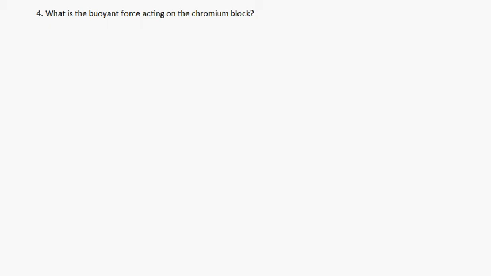Next we'll be covering problem 4, which asks about the buoyant force acting on the chromium block. A couple different ways that we could think about how to approach this one. One thing that we used before was a free body diagram, which helped us to relate the buoyant force to other things around us. In that particular case, if you remember the problem, that was the swimmer problem.